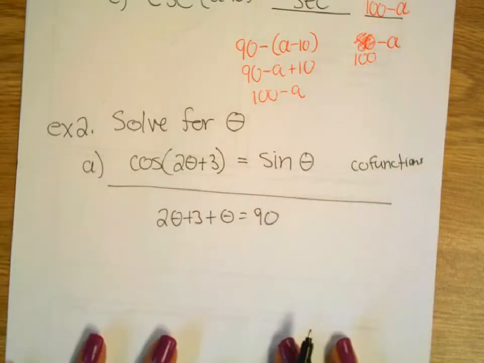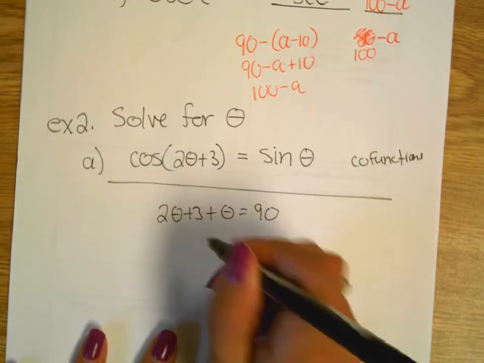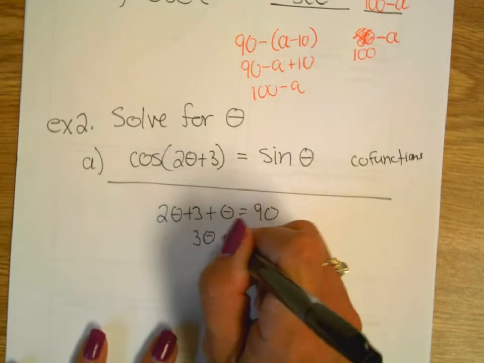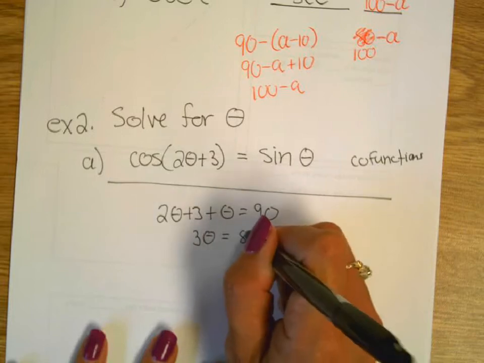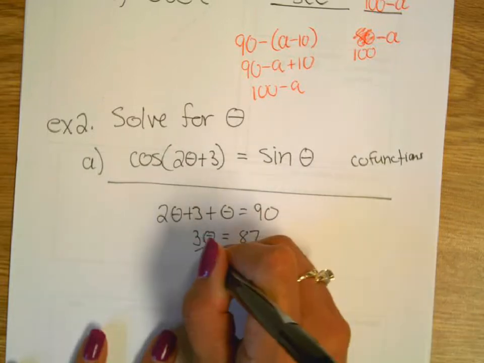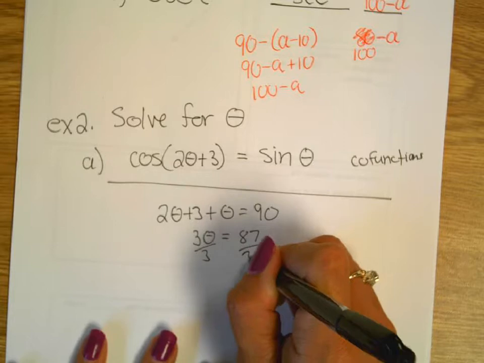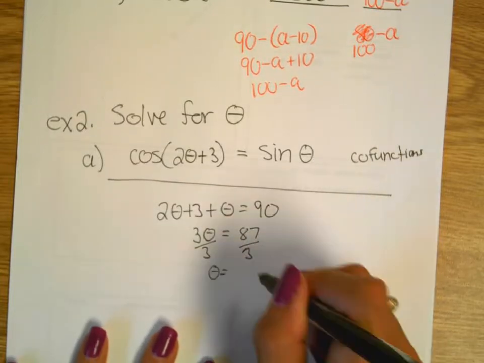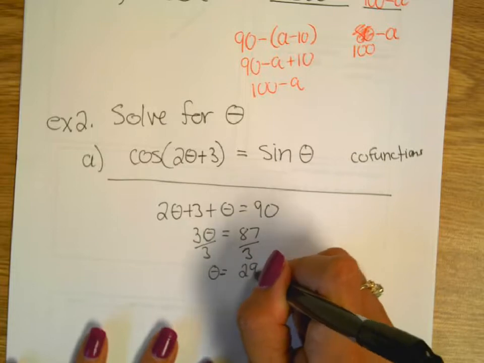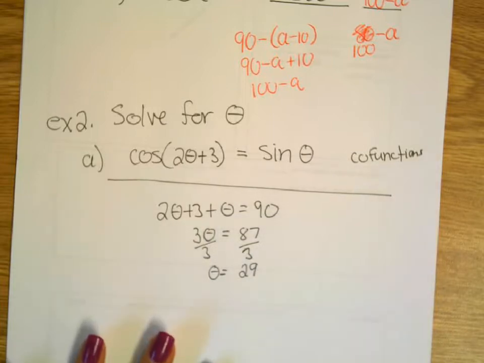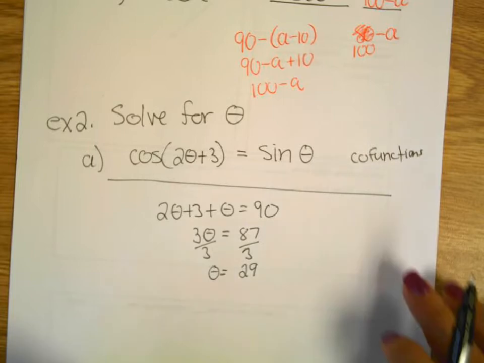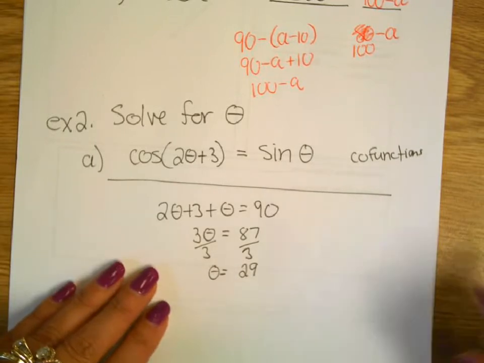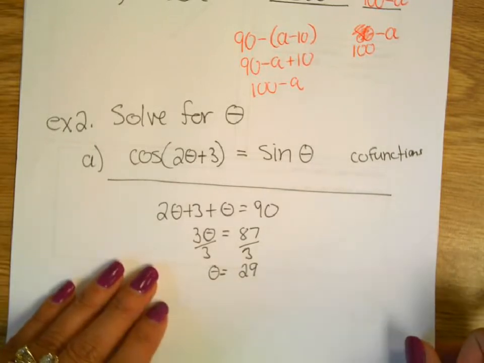And now it's just simple algebra. So 3 theta equals, subtract 3, I get 87. Divide by 3. 29. Okay. Good.